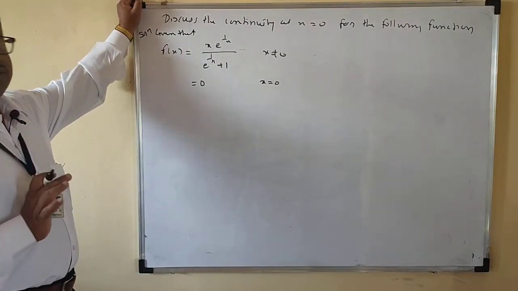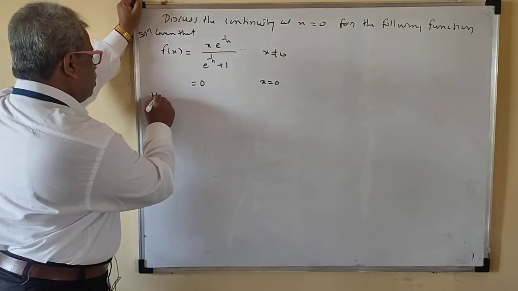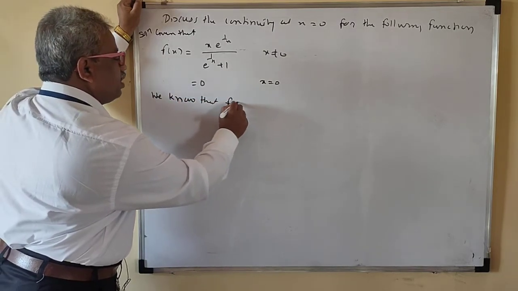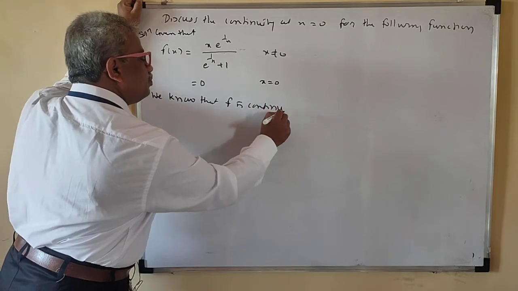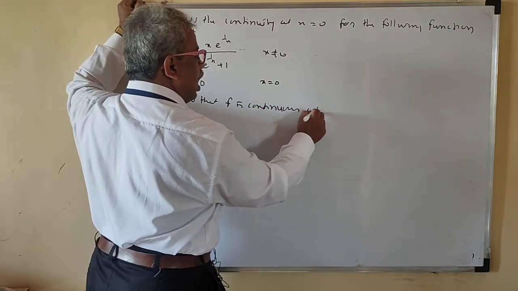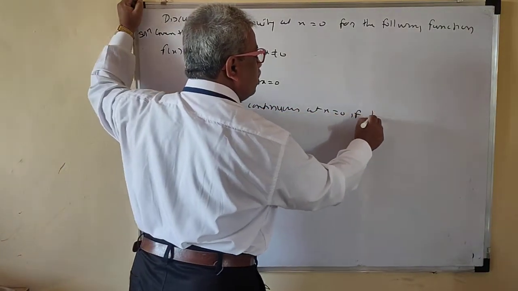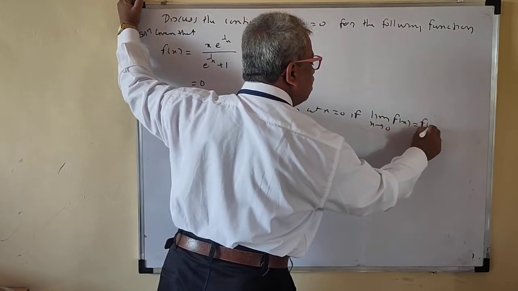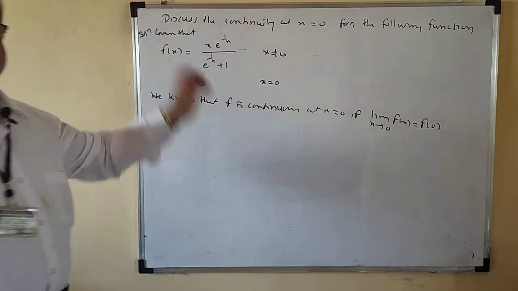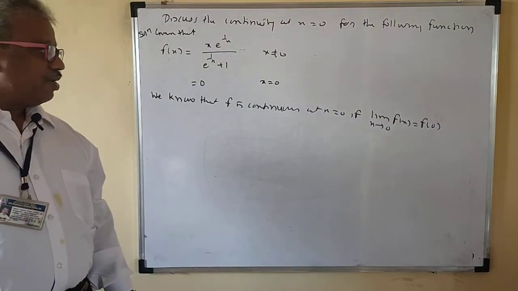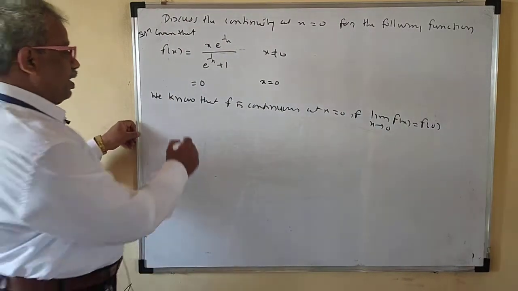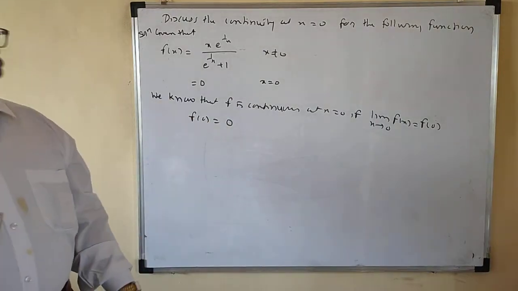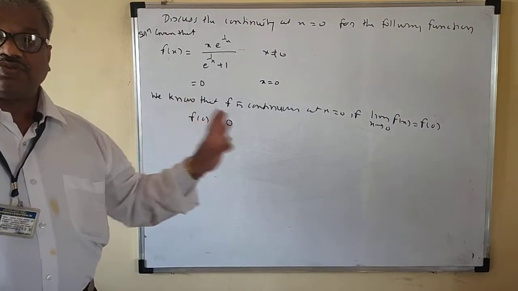First we will write the definition. So we know that f is continuous at x is equal to 0 if this is the definition. That means you understand how to show that a function is continuous. So now first part is very easy. So we'll write f of 0 is equal to 0. Now we have to find the limit x tends to 0.